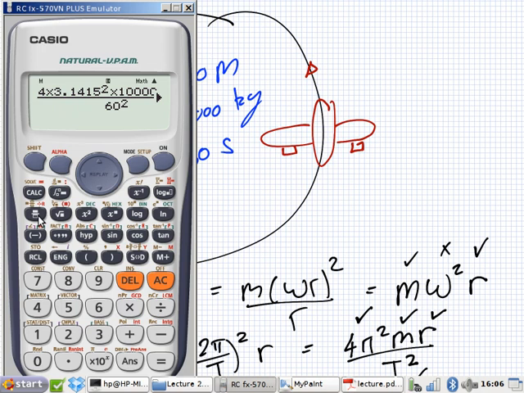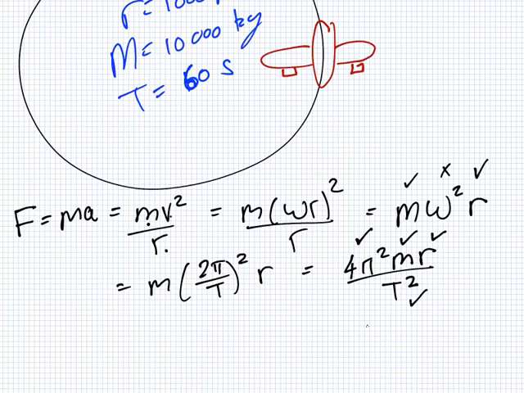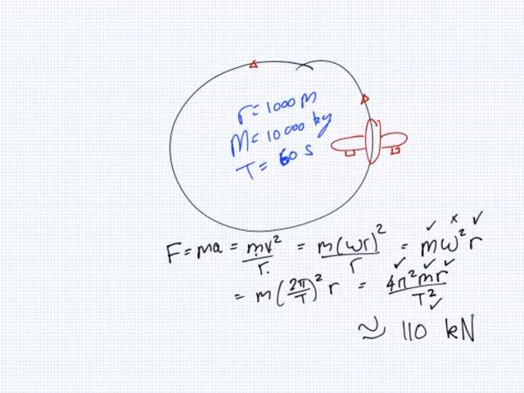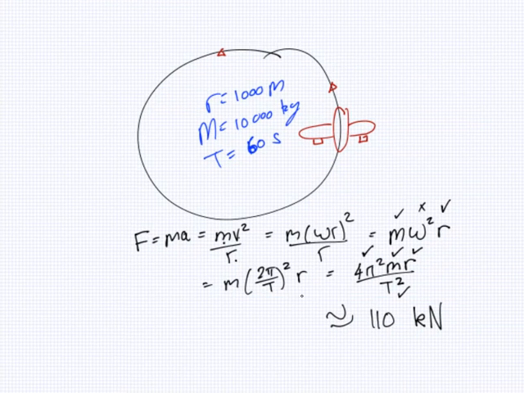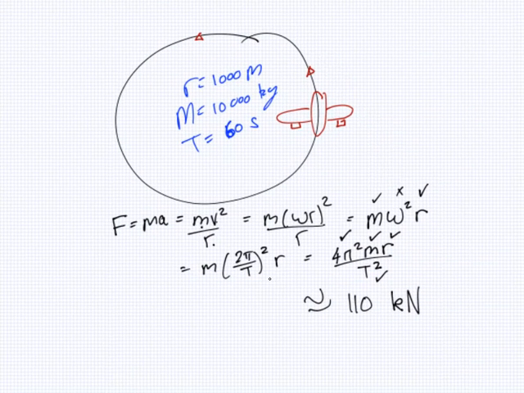Let's see if you got the right answer. Not 1 million. 110,000 newtons about. Roughly 110 kilonewtons. Did you get that? I want the first 3 digits. Beautiful.